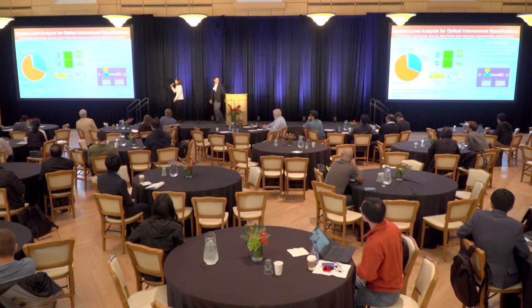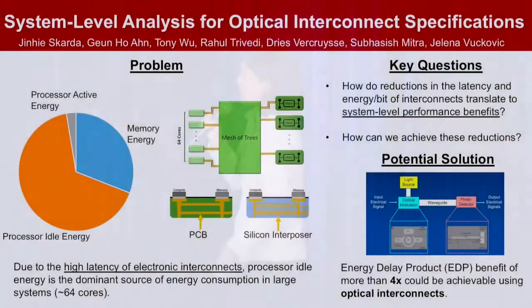Okay, thank you. The kind of problem we're looking at here is that if you're talking about large compute systems, for example the system we're looking at is 64 cores, we find that the bulk of the energy consumed is actually consumed by the processor while it's waiting for the result of a memory access. This is due to the high latency of electronic interconnects. The two key questions we're trying to answer here are: one, how do reductions in the latency and energy per bit of interconnects actually translate to system level benefits?